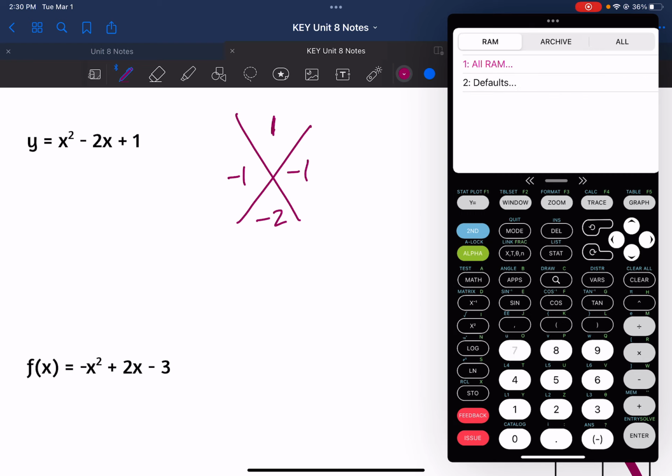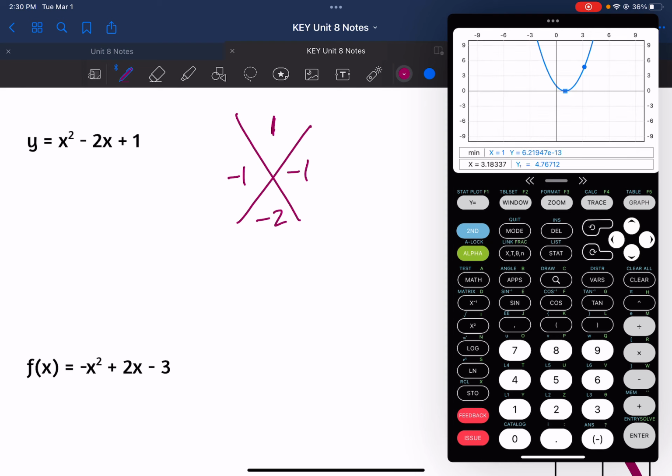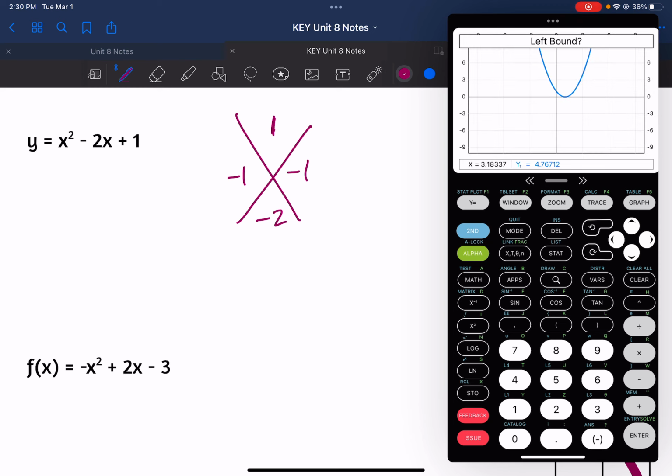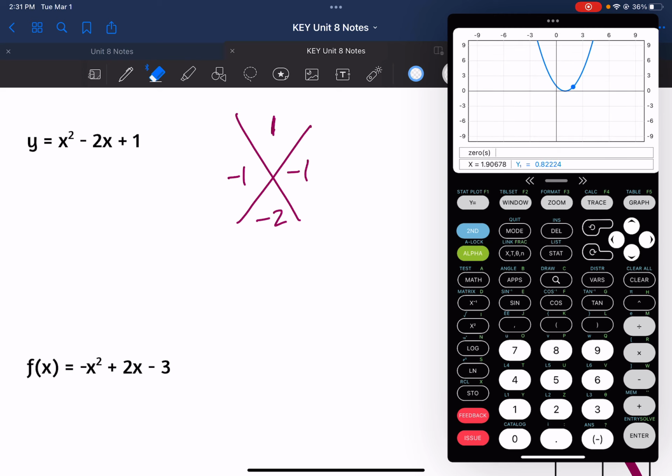Second plus 7, 1, 2. Clear. Y equals. Why is it not working out? Right? X squared minus 2x plus 1. Graph. Second trace. I need my 0. Enter. Enter. Yeah, that's weird. All right.